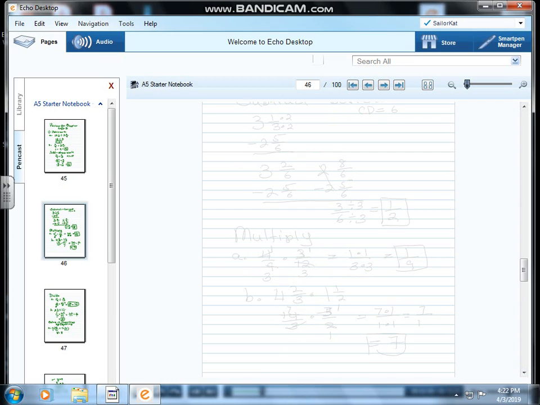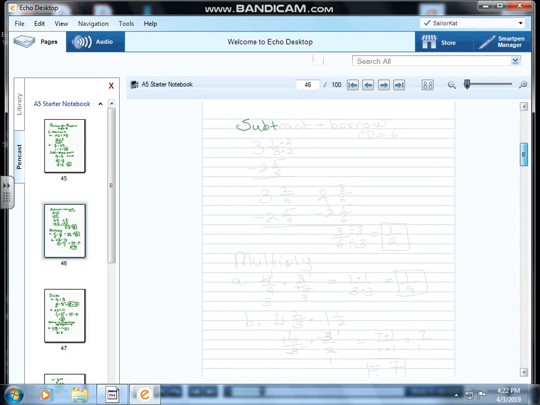You're going to also have to know how to subtract, especially when you need to borrow. So, for example, if you have 3 1/3 minus 2 5/6, show what you get for a common denominator. In this case, it'll be 6. And show that you're making 1/3 into a like fraction. So you'll end up with 3 2/6 minus 2 5/6.